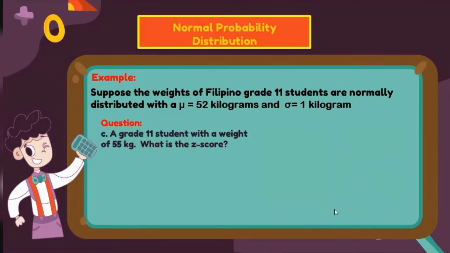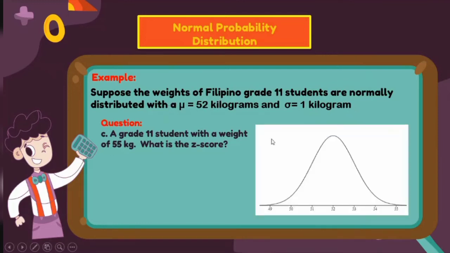Then for letter C, a grade 11 student with a weight of 55 kilograms. What is the z-score? Again, for this given question, consider this example problem. So for letter C, construct the given standard normal curve, then the same values for the raw scores or the weights of Filipino grade 11 students, and then this time you have to determine the z-score.